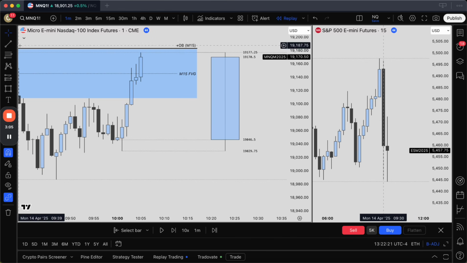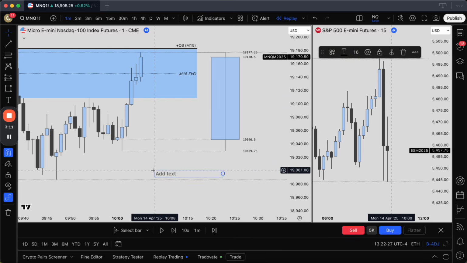Also, another thing, right? A change in state of delivery on the lower time frame. If you know how I trade, you know that I look for three things on the lower time frame. I look for a liquidity sweep. I look for SMT with ES, right?